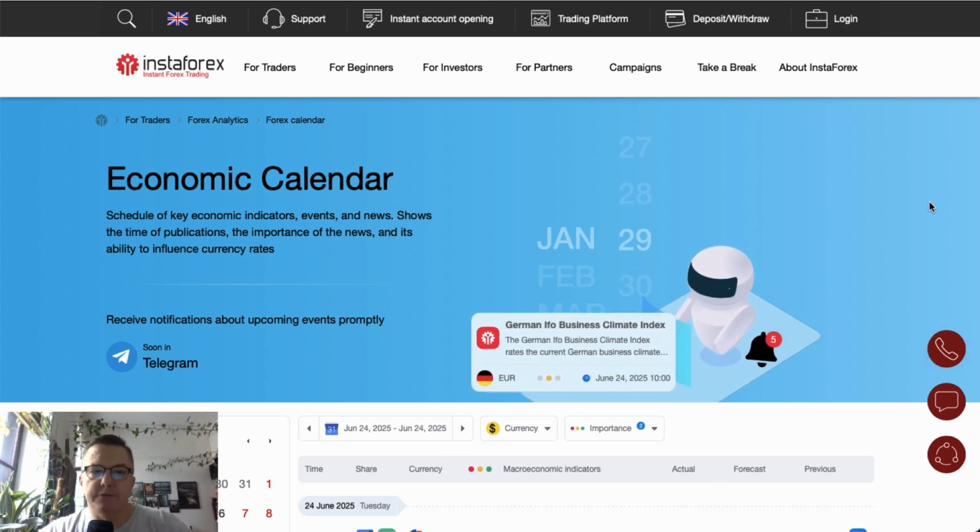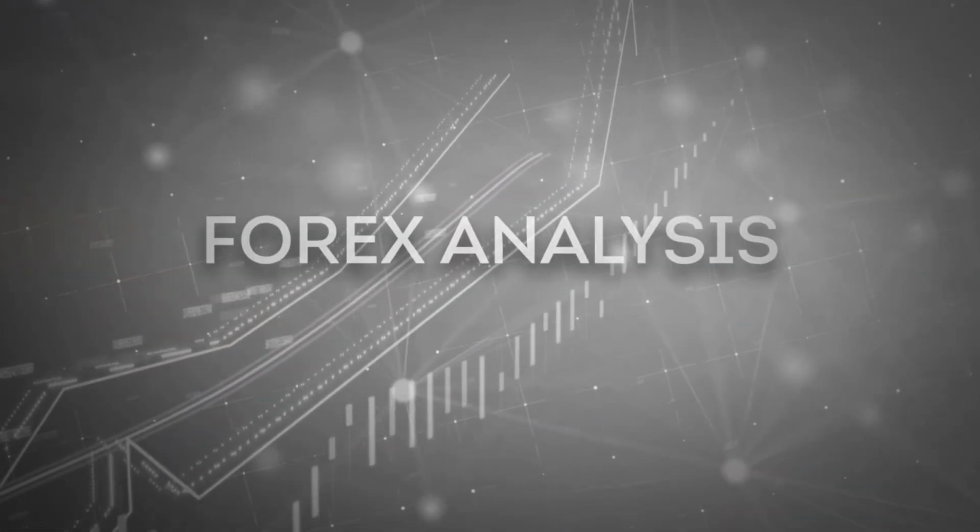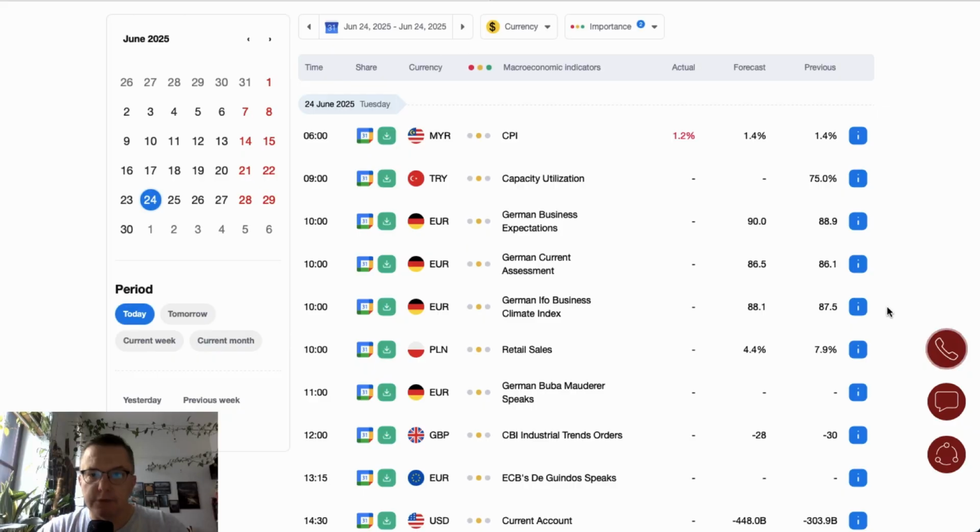Today is Tuesday, June 24th, 2025. Let's take a look at the Forex economic calendar for today. During the Asian session, there weren't any important data releases.